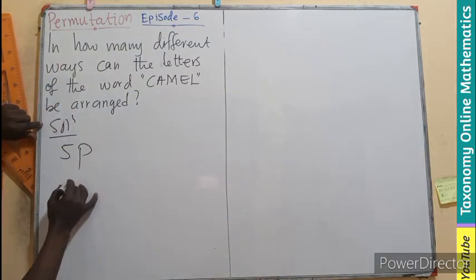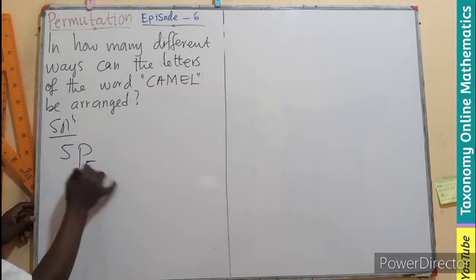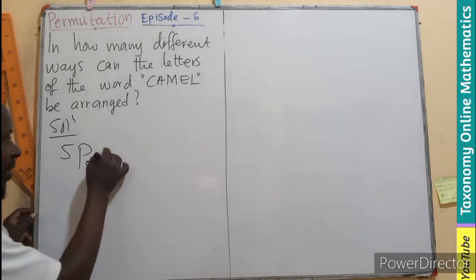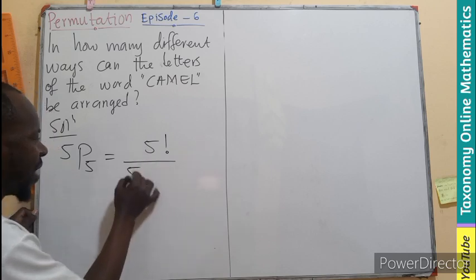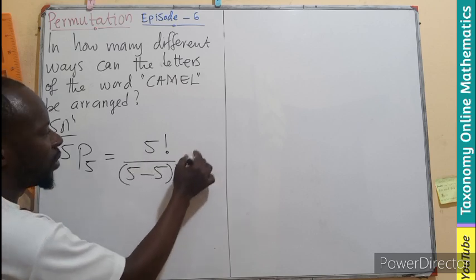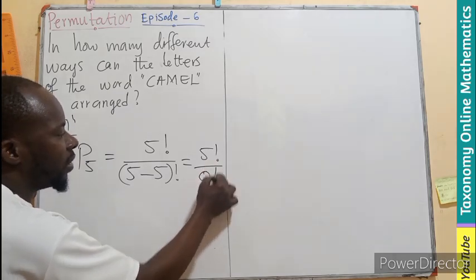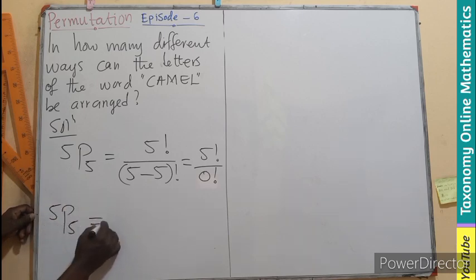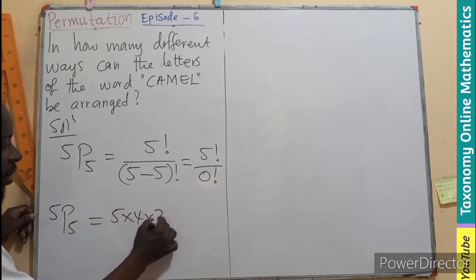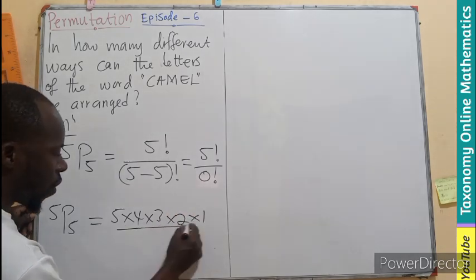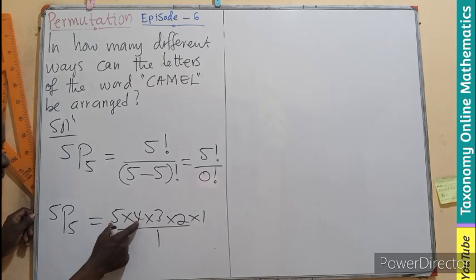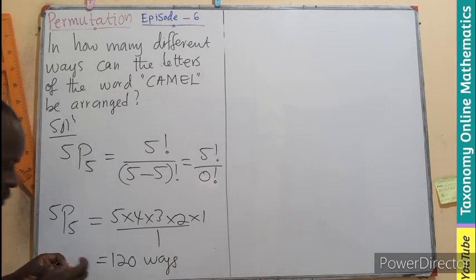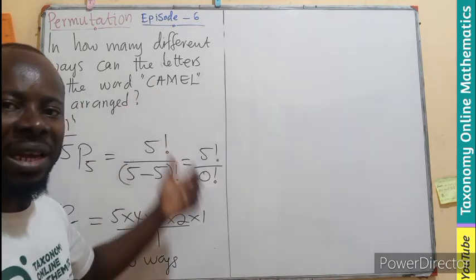That is 5 permutation. How many am I picking at a time? I am picking 5. Remember, this simply means we are having 5 factorial divided by 5 minus 5 all factorial, to give us 5 factorial over 0 factorial. In this range, we'll be having 5 permutation 5 equals 5 times 4, 3, 2, 1, all divided by 1. So this is going to be also 20, 60. So I have 120 ways again to be able to arrange the letters of the word camel.